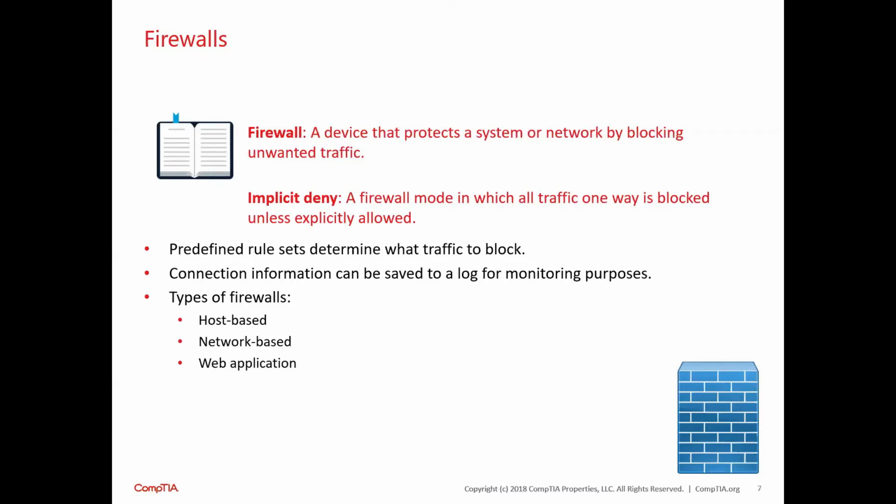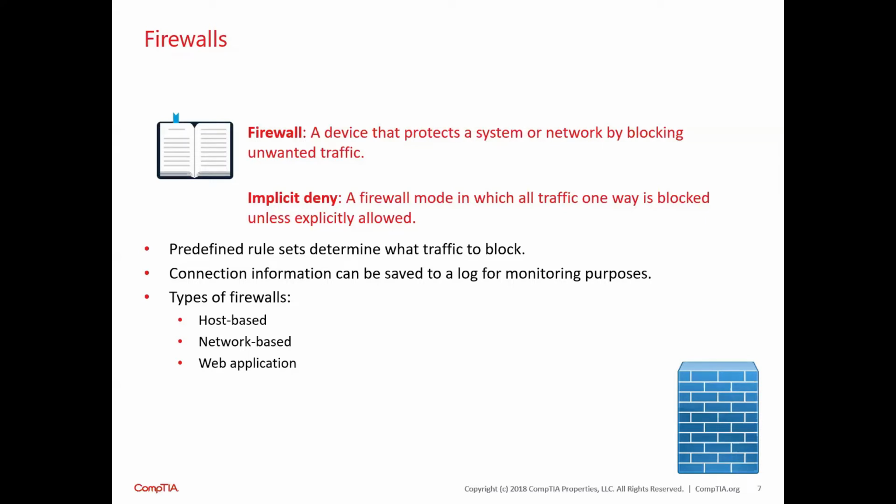A firewall is a device that protects a system or network by blocking unwanted traffic. So you basically use a firewall to filter incoming and outgoing traffic. By default, a firewall has the implicit deny, which is the mode in which all traffic is blocked unless explicitly allowed. So, deny all with exceptions. You can configure rules to block specific traffic, and of course, you will have logs for monitoring purposes.